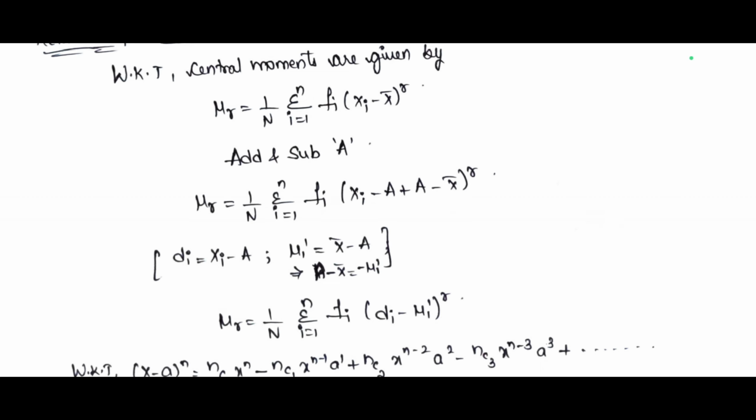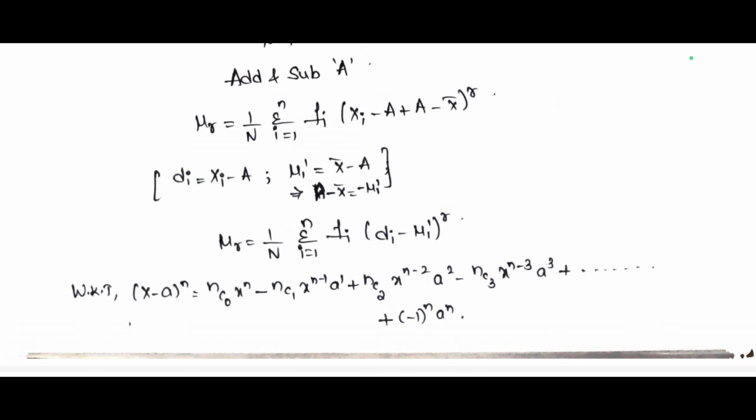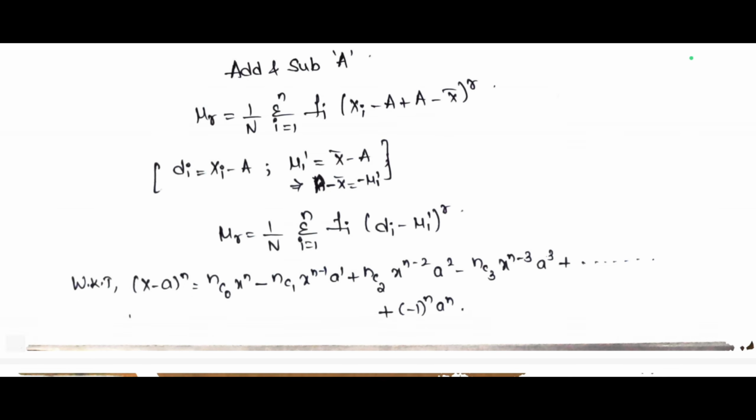So here we can substitute those values for xi minus a and x bar minus a. Then xi minus a will become di, and this value will be mu1 dash. So di minus mu1 dash, if we take that value in common, mu r will become 1 divided by capital N summation i runs from 1 to n fi into (di minus mu1 dash) whole to the power of r.